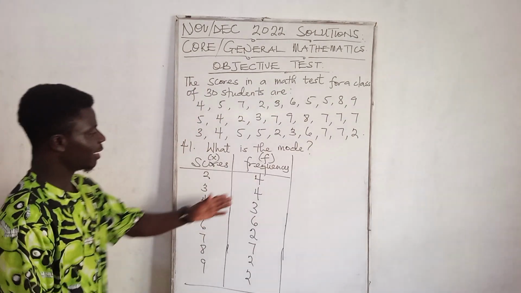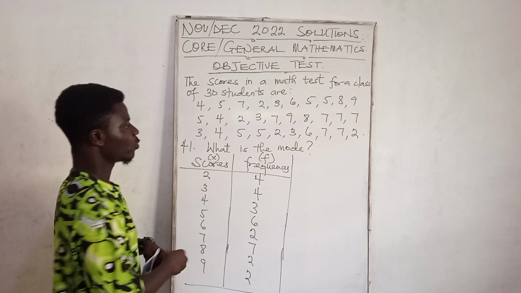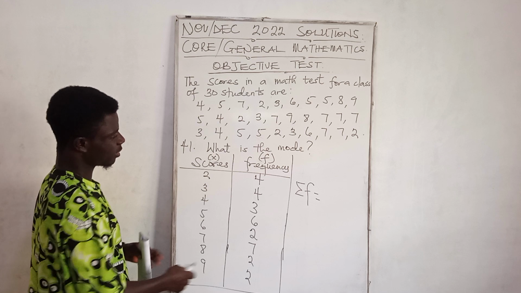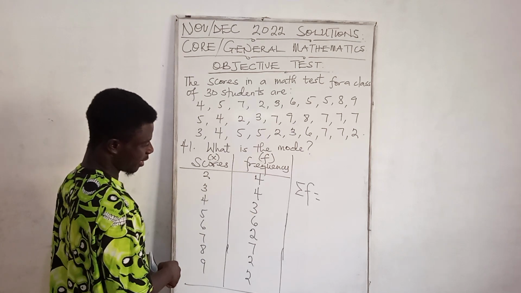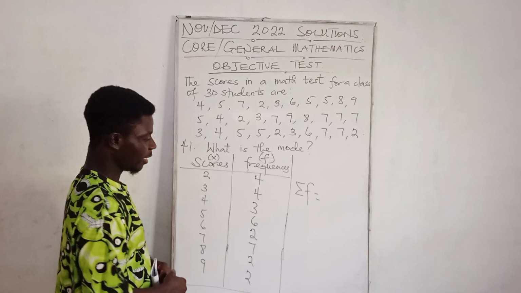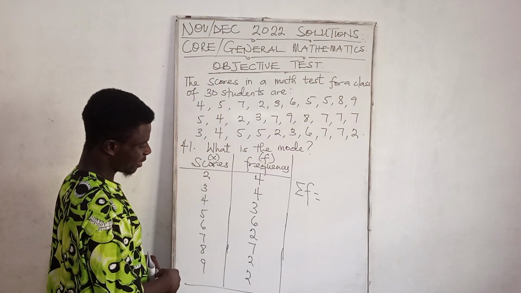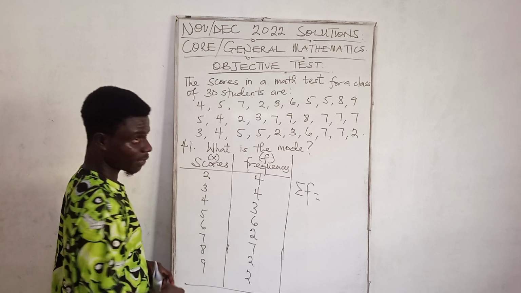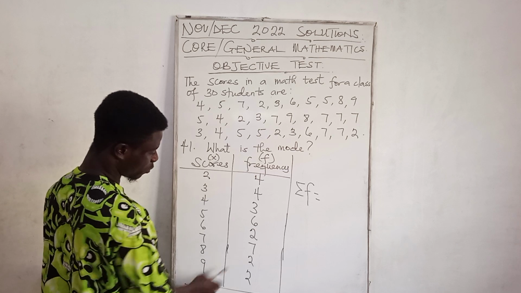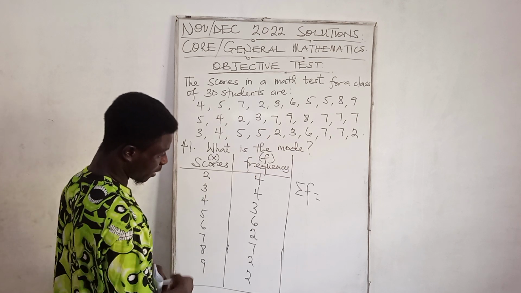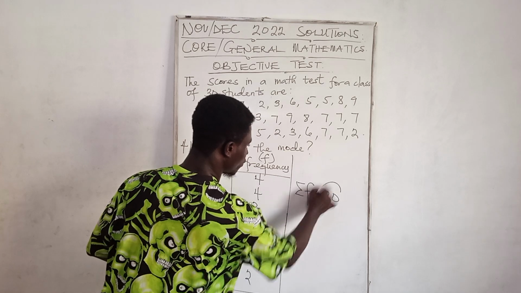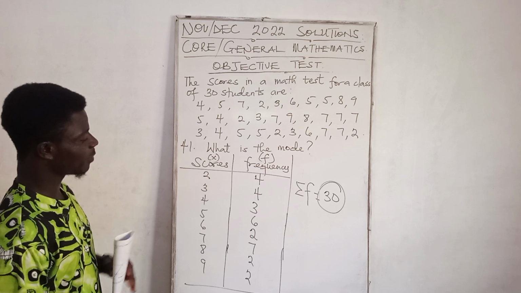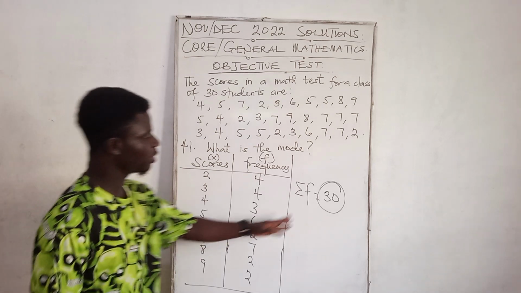So that's 30. Then let's add up our frequency so that we get the summation of f, and let's see whether we will get 30. 4 plus 4 is 8. 8 plus 3 is 11. 11 plus 6, we get 17. 17 plus 2, we get 19. 19 plus 7, we get 26. 26 plus 2, we get 28. 28 plus 2, we get 30. So we have 30 here, which means we are correct. Summation f is 30.